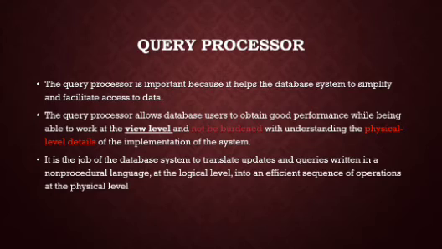Next is the query processor, which is important because it helps the database system simplify and facilitate access to the data. The query processor allows database users to obtain good performance while being able to work at the view level and not be burdened with understanding the physical low-level details of the implementation of the system. It is the job of the database system to translate updates and queries written in a non-procedural language at the logical level into an efficient sequence of operations at the physical level, and this is done by the query processor.